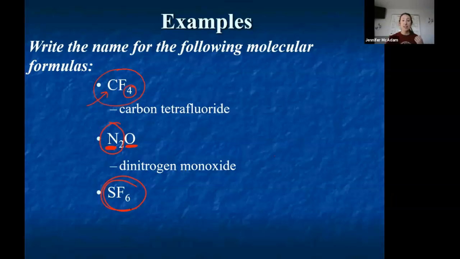So yeah, it would be sulfur, and then we have to go, oh, what's 6? 6 is hexa. So sulfur hexafluoride. So 1 sulfur, 6 fluorides.